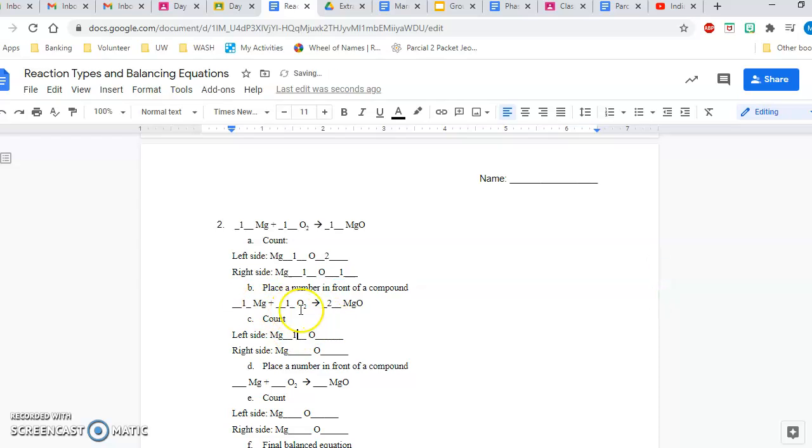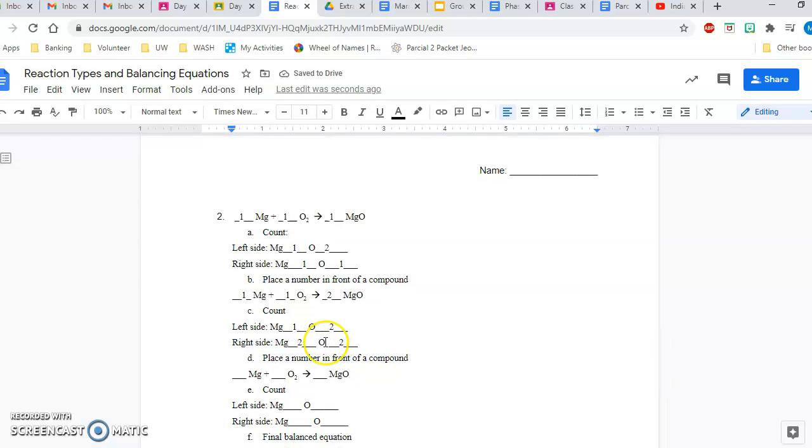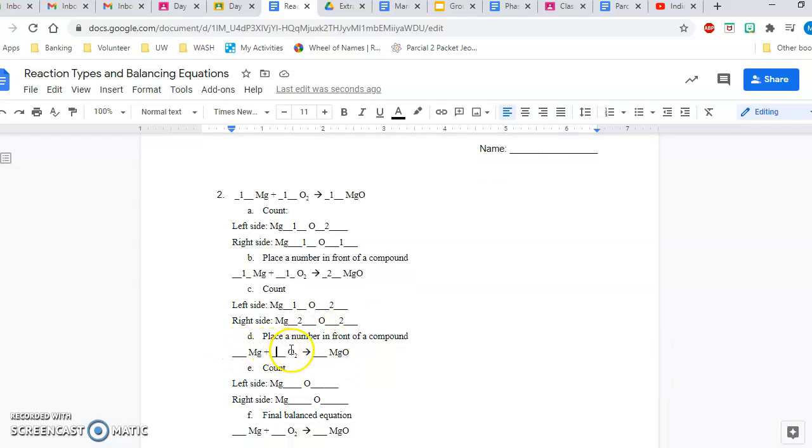We still have 1 Mg, we still have 2 O2's. Now we have 2 times 1 Mg's and 2 times 1 O's, which is 2. So our oxygens are balanced, but our Mg's are not. So let's not touch anything that has an O in it. And this time we need to get to 2 Mg's on the left side. So let's put a 2 there.